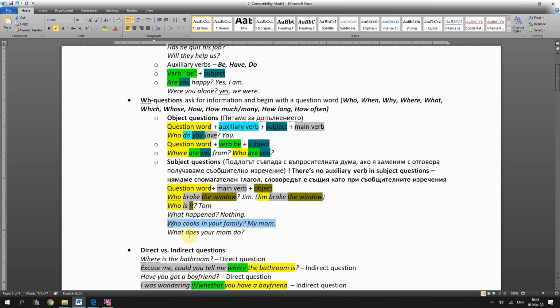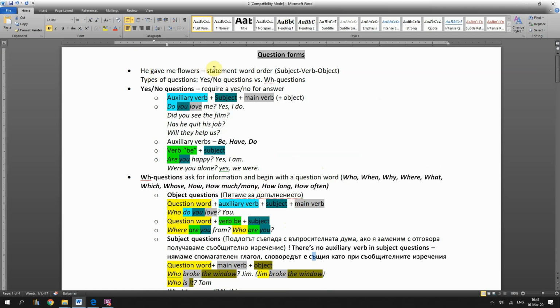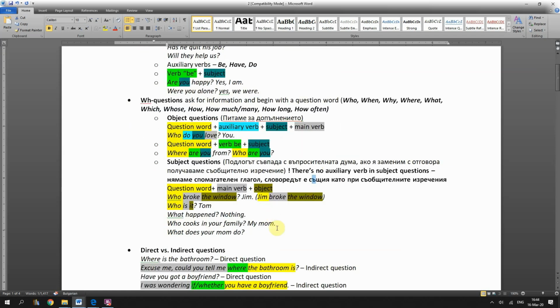In this case, my mom cooks in your family. Of course, this is my family, but it doesn't matter. The sentence is with the correct structure. So, it's a correct subject question. So remember, subject questions ask about what is going on or who is doing the action. There is no auxiliary verb. And the word order, словоред, is the same as for statements. These are our subject questions.